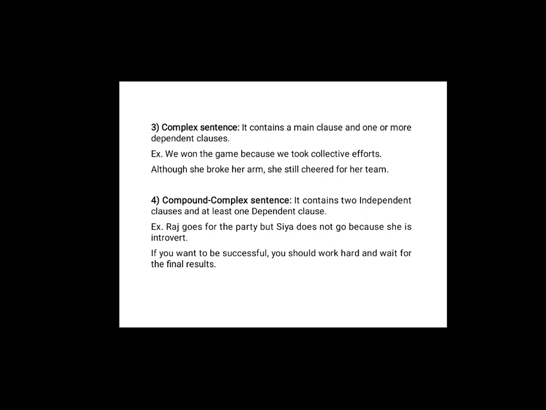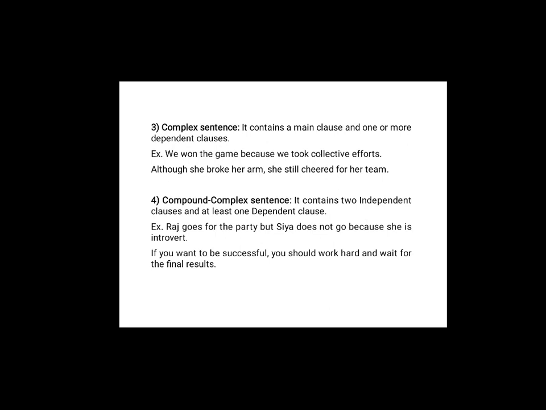The last important type of sentence is the compound complex sentence. See the definition: it contains two independent clauses and at least one dependent clause. Yes, when two independent clauses are joined together by some coordinating conjunction, it becomes a compound sentence. If you add some subordinating clause to this compound sentence, it becomes a compound complex sentence.